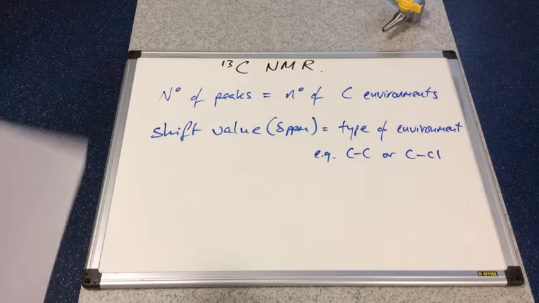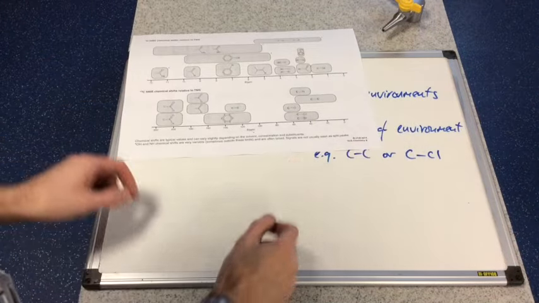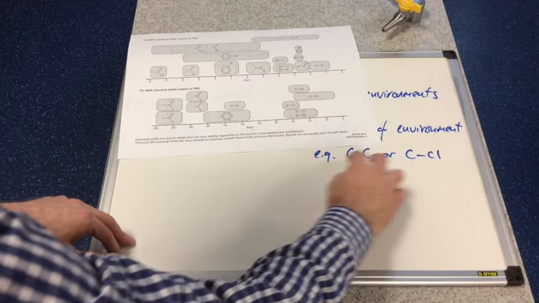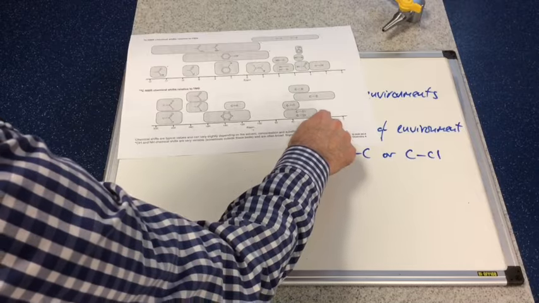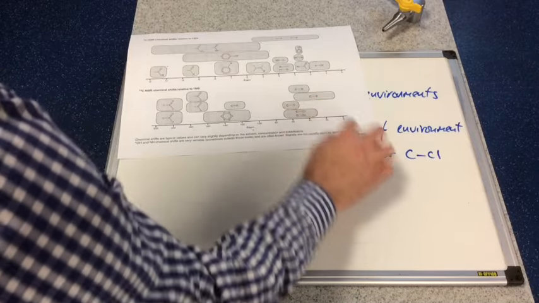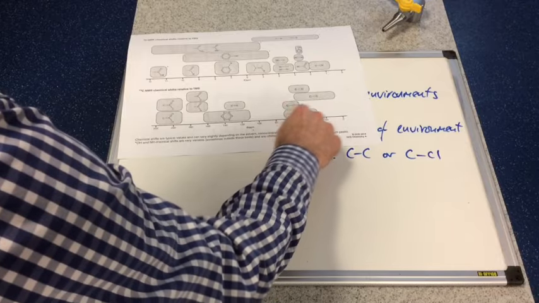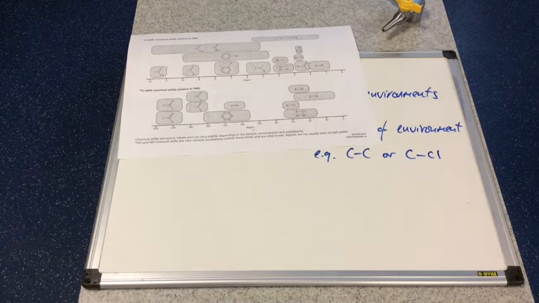And we use the data sheet, which I've got here. The data sheet, we read off the shift value, and that can tell us the type of environment. So if you remember, it was about 20, 22, which correspond to the carbon-to-carbon environment, and about 50, you can see, is within the C-Cl environment. And so the shift value tells us the environment.